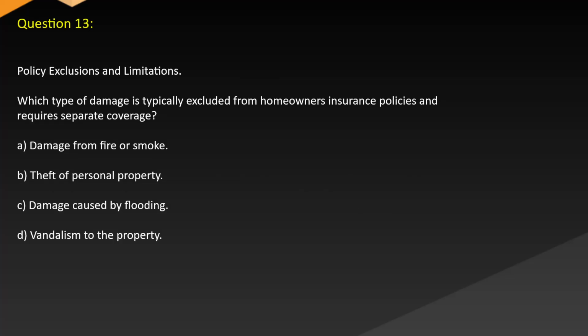Question 13. Policy exclusions and limitations. Which type of damage is typically excluded from homeowners' insurance policies and requires separate coverage? A. Damage from fire or smoke. B. Theft of personal property. C. Damage caused by flooding. D. Vandalism to the property.